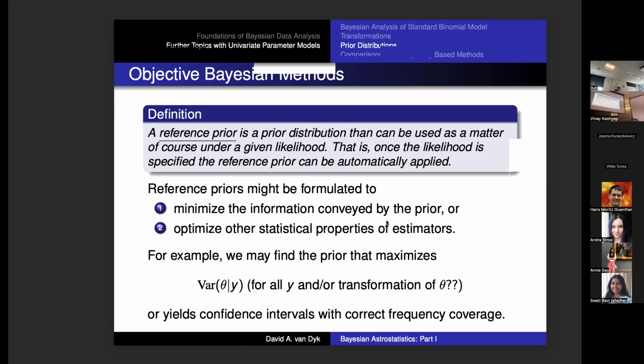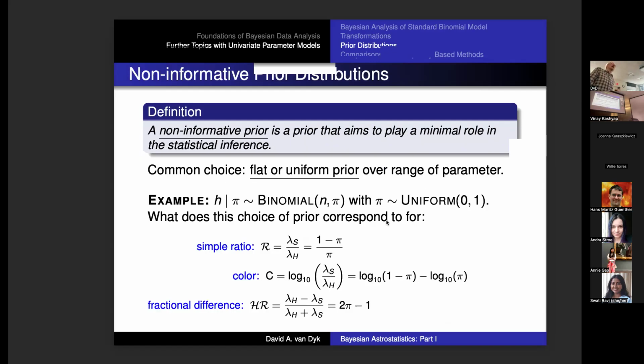Maybe you would do it numerically in a complicated model. You wouldn't maybe get absolute optimization, but you'd be using a prior that you could argue is really not very influential. These are often formulated in terms of entropy. A non-informative prior distribution is a prior that aims to play a minimal role in the statistical information. Often people use flat or uniform priors. So there's a problem with flat and uniform priors that you need to be aware of before you use them.